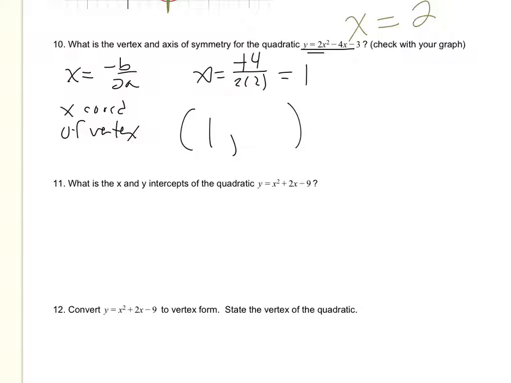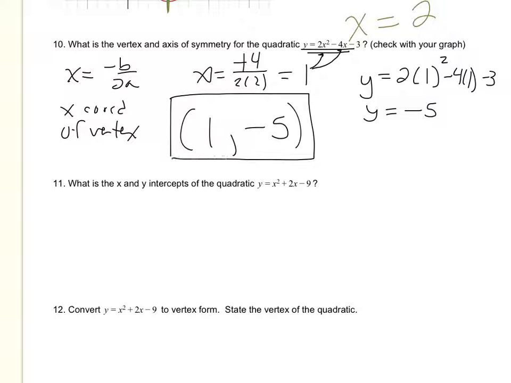But since this is my quadratic, I can plug in this for x, and this will tell me the y part. So y equals 2 times 1 squared minus 4 times 1 minus 3. So this is 2 minus 7, so this is negative 5. So this is my vertex. If I were to graph this on Desmos, you can do that. Basically to have a point here, and I know it would open something like this.